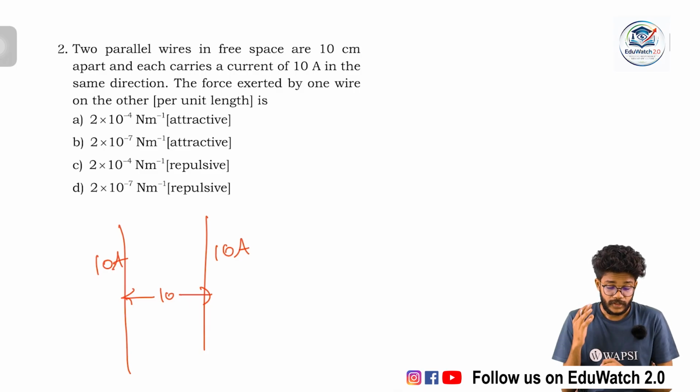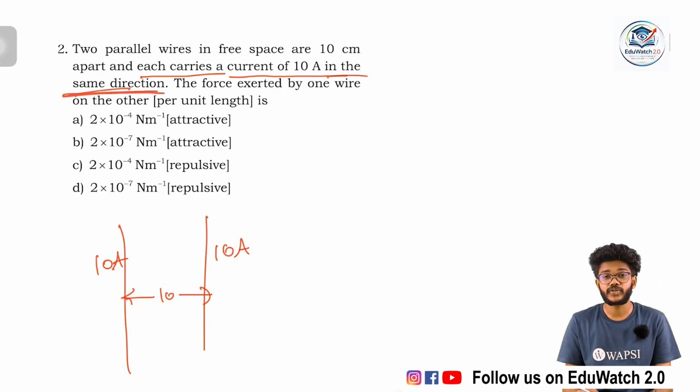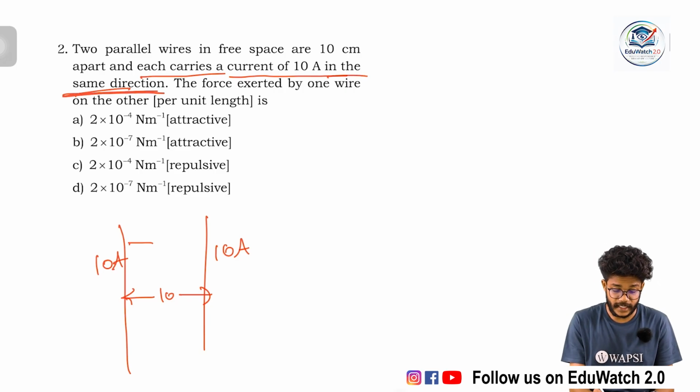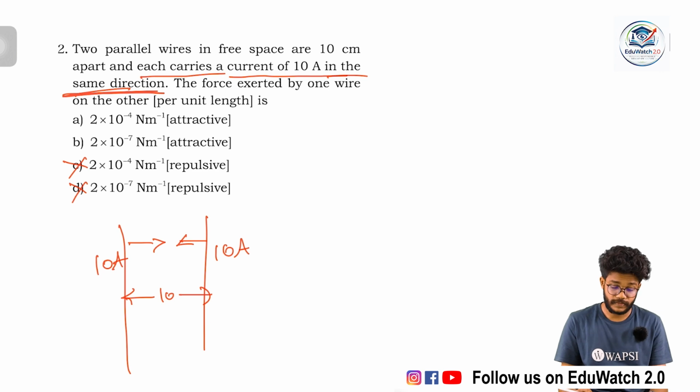So the two currents are in the same direction. Each carries a current of 10 ampere in the same direction. The same direction means the force is attractive. So option C and option D can be neglected. Then we want to find the magnitude of the force.